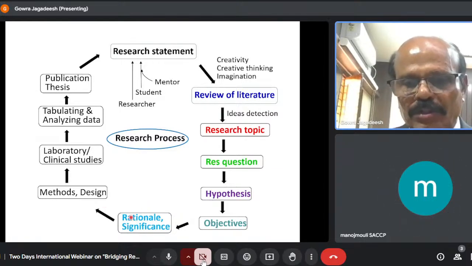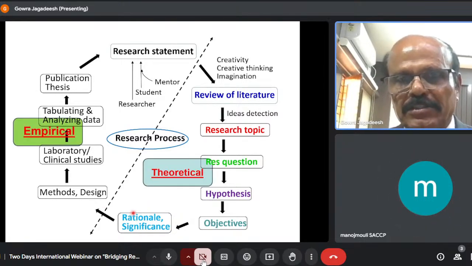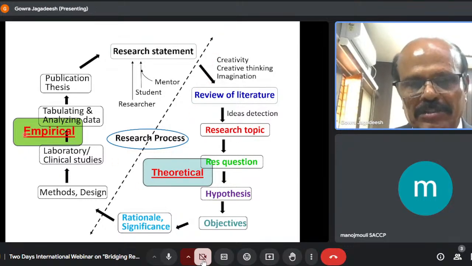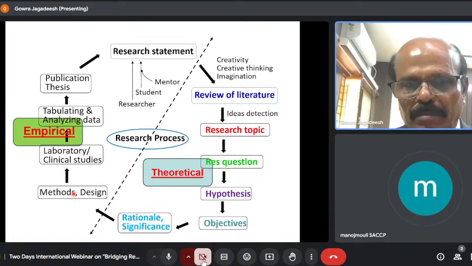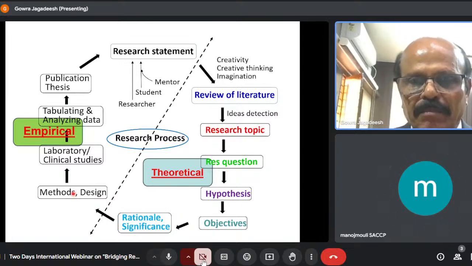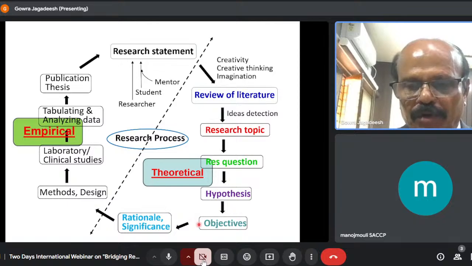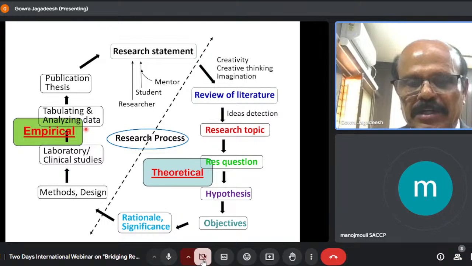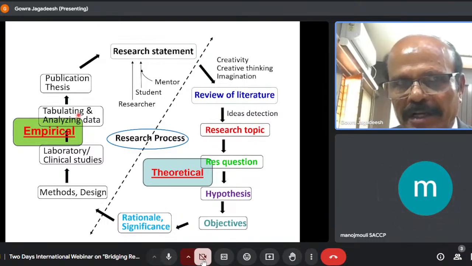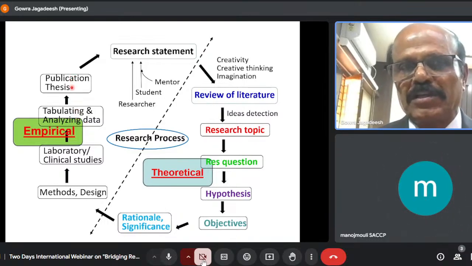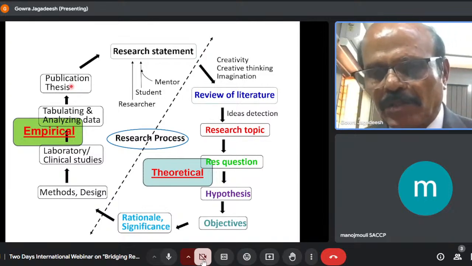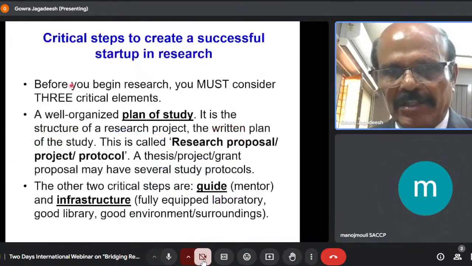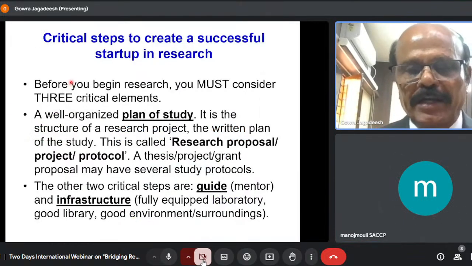Once the whole thing is done, this is the theoretical aspect, which I said in the beginning. Then your laboratory starts, that is the empirical aspect. Then you write down the methods and experimental design, based upon the objectives which you already put forward in the paper. Then you conduct your studies, tabulate and analyze your data, and then you build up your thesis or go for a publication. So these are all a step-by-step process. Without compromising anything in these steps, you will get to the right path.